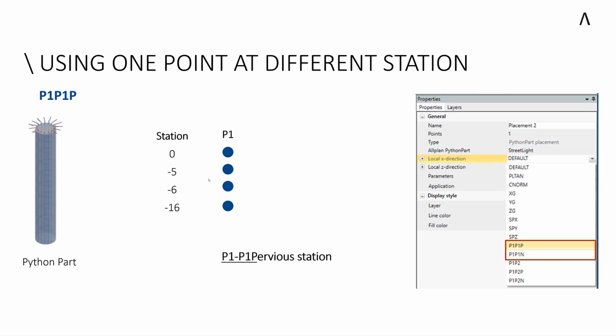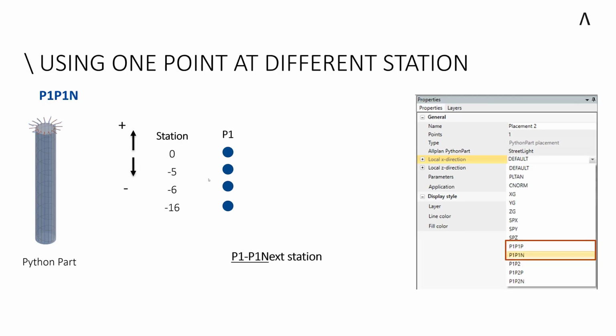Like I said before, we have different ways of orientating our PythonPart. In this case, we're just using one single point, so we will just use P1. Either it could be the previous station or the next station. By previous station, I mean it will start from the current station and go to the previous one. If I use the next station, it will start from the current station and go to the next station. So that's how we can use PythonPart.